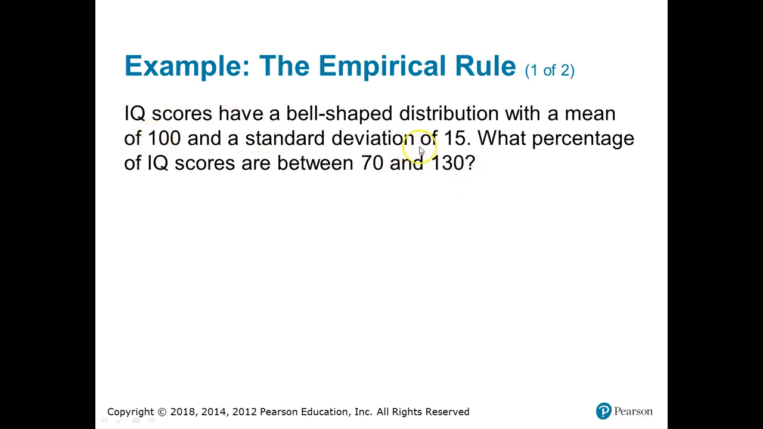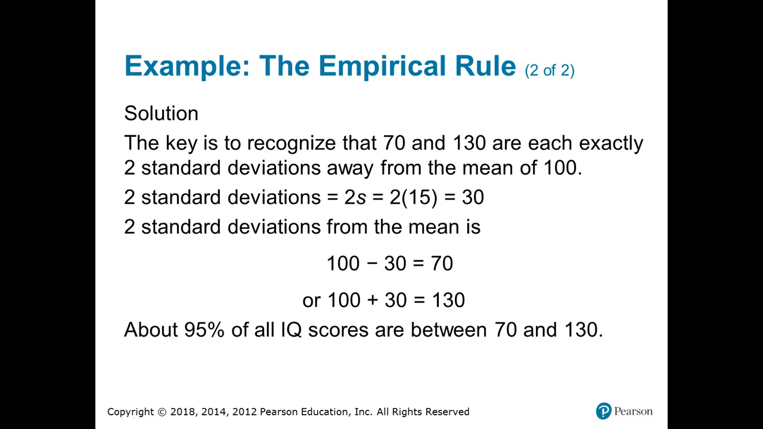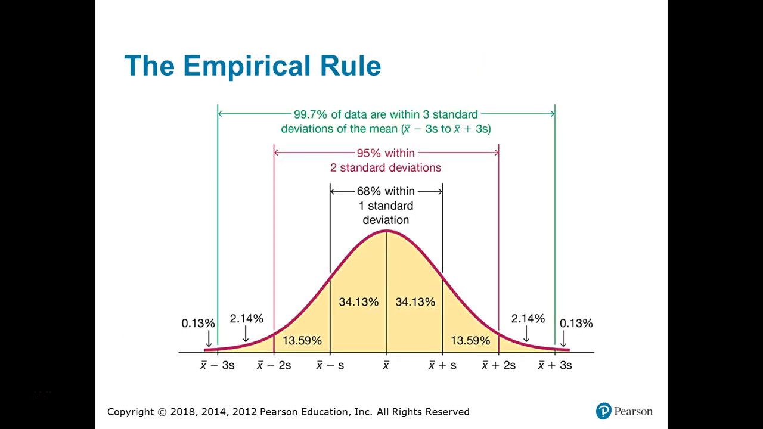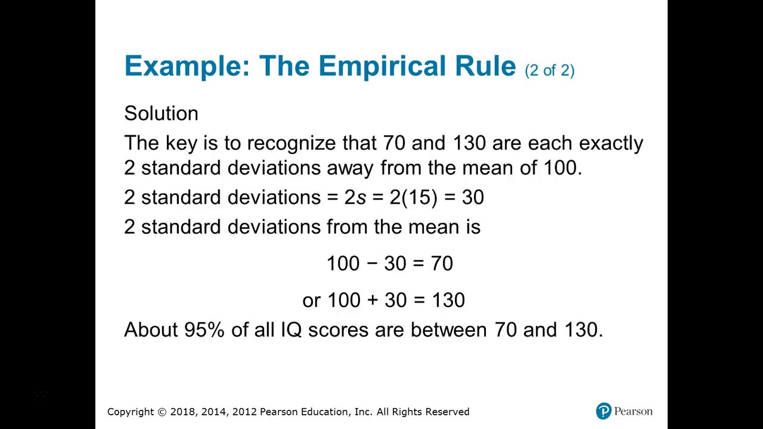Well, 100 plus 15 is 115, plus another 15, 130. So 130 is exactly the mean plus 2 standard deviations. 70 is the mean minus 2 standard deviations. So if everything is between 2 standard deviations, we know from this slide that 95% of all the data values fall between or within 2 standard deviations.